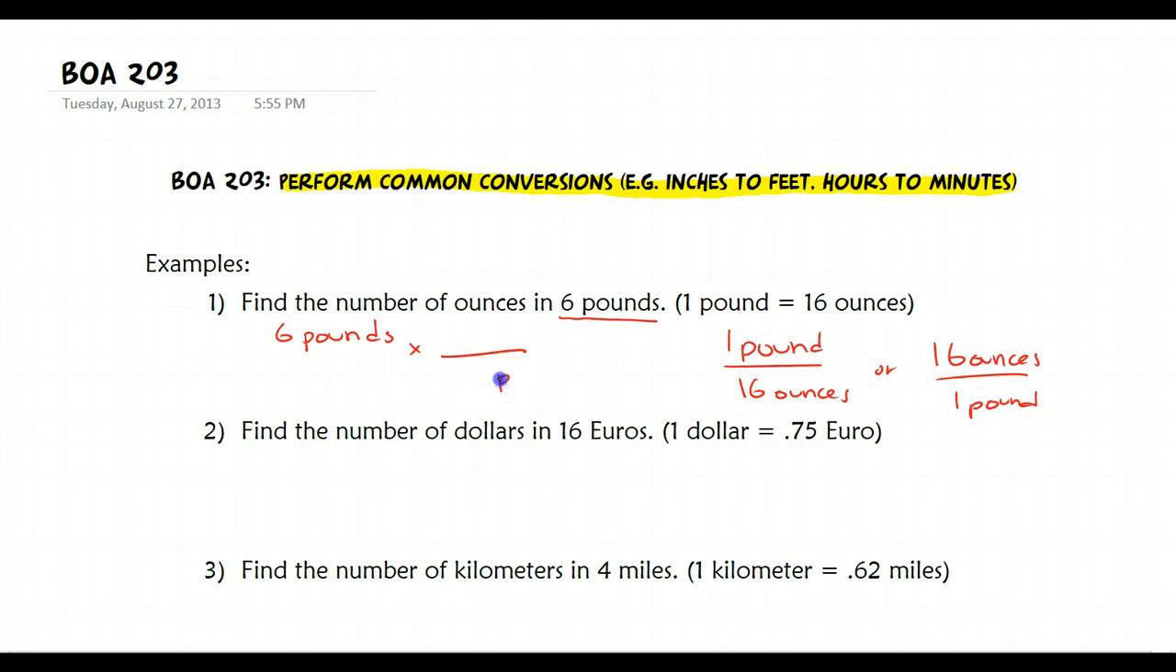So I want to see pounds underneath the denominator. Because of that, I'm going to select this conversion right here to use. So I have 16 ounces over 1 pound. Now all I have left to do is to multiply these two fractions. You can think of 6 pounds as a fraction if you want and put that over 1. You don't have to, because we're just going to type that right into our calculator.